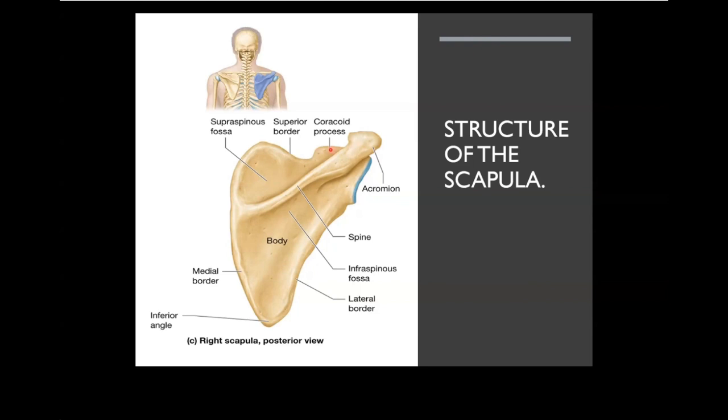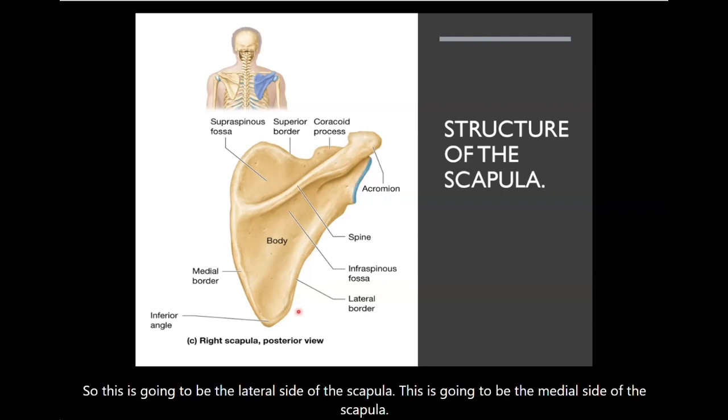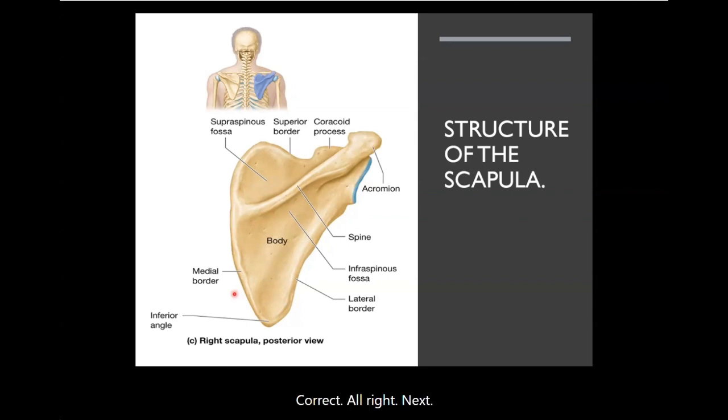Coracoid process. And then you can see, because the glenoid cavity is on this side, that's lateral. So this is going to be the lateral side of the scapula. This is going to be the medial side of the scapula, correct? All right, next.